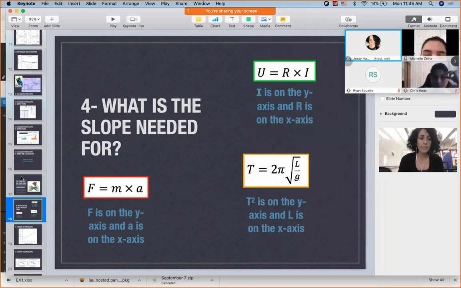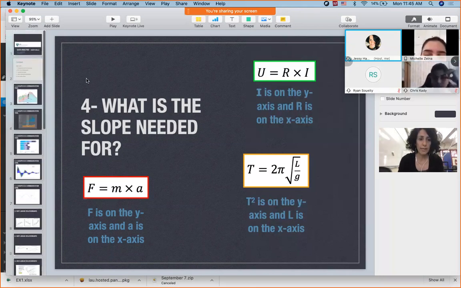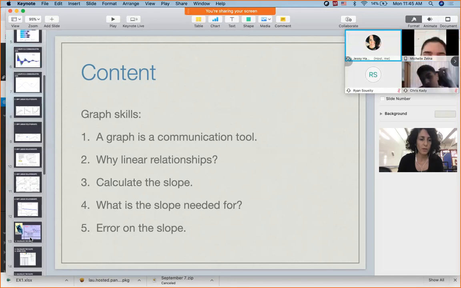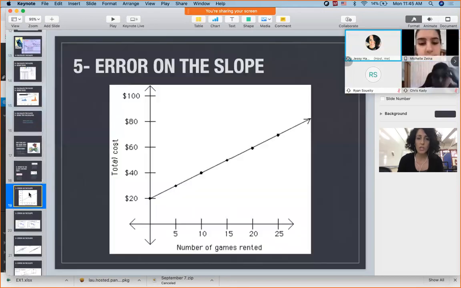Now I'm on item 5. If we go back to my content, we did items 1, 2, 3, and 4. What is the slope needed for? And now let's try to find the error on the slope. You already know how to do this, but it was maybe somehow difficult for you. Let's discuss what it means.